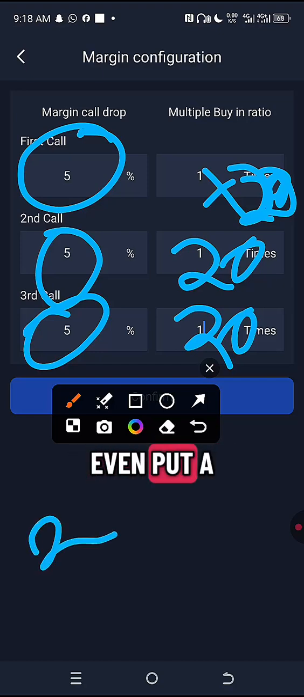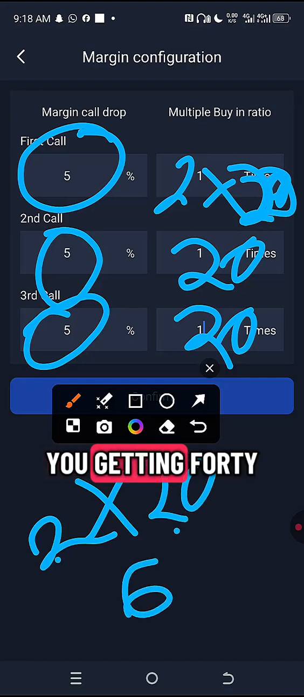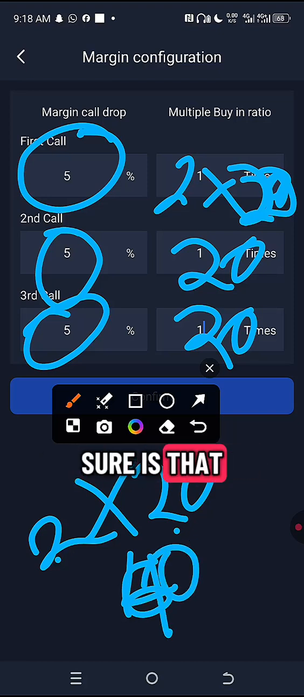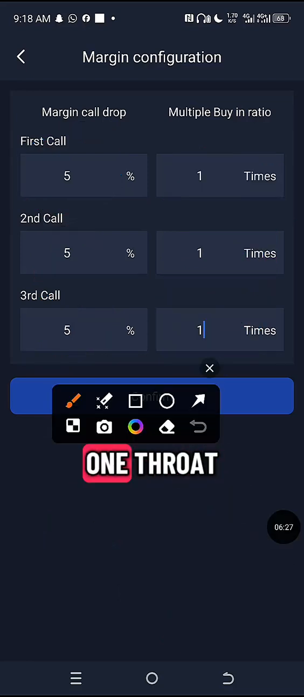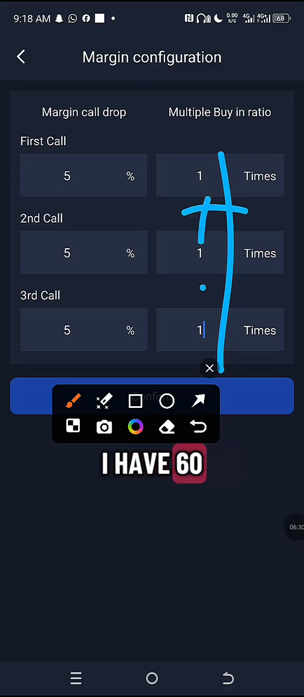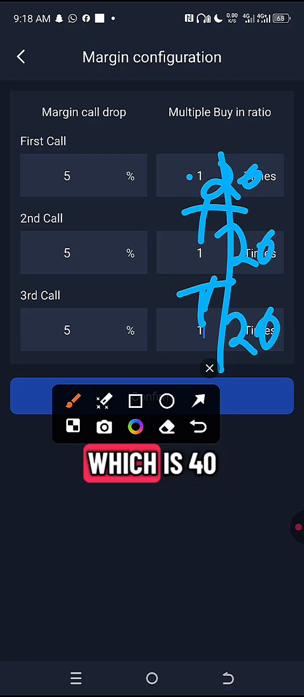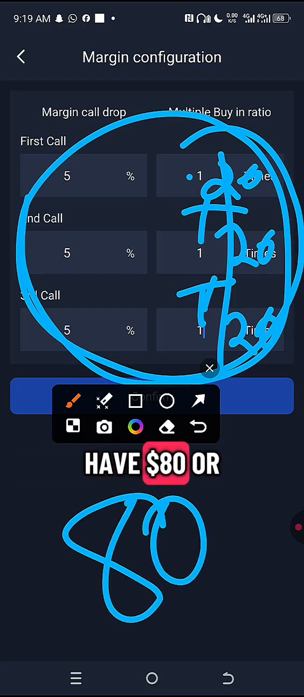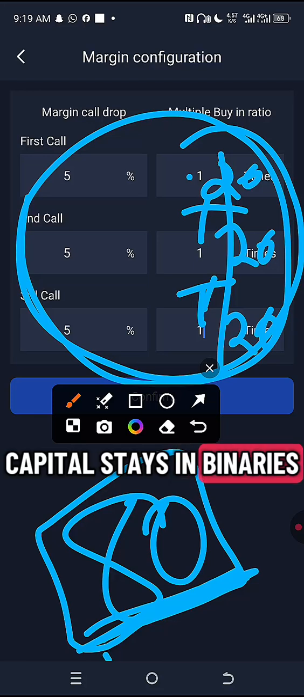Drops by 5, it puts 20. But if you want, you can even put a 2 here, which will be 2 times 20, and then 2 times 20 means you're getting 40. So all you have to make sure is that if you add the money here, you have it in your robot. So for me to use this one throughout, I have to make sure that I have $60 more. So it is 20 here plus 20 plus 20, which is 40 plus 20, which is 60, plus the 20 it put in first. Remember, it buys the first time before it comes to buy margin calls. So for me to use these settings I've put here, I have to make sure I have $80 or even more in my Binance, because remember, your capital stays in Binance.